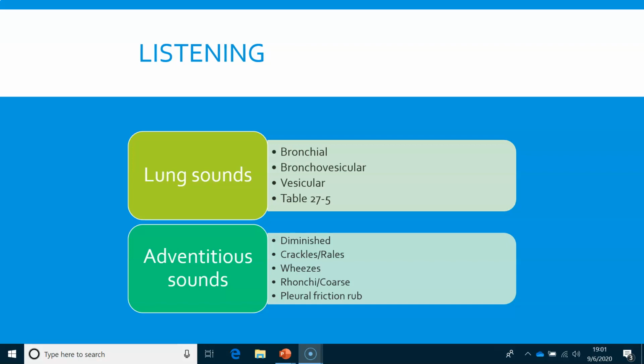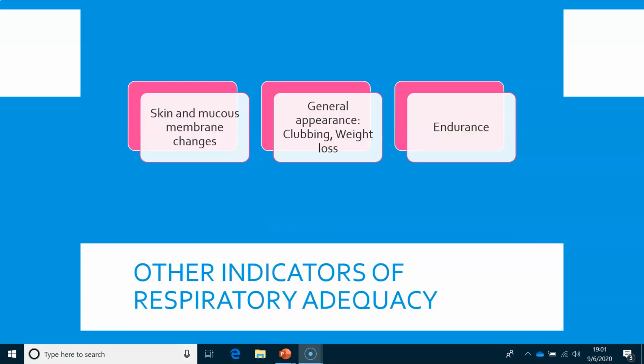When listening to lung sounds, the normal lung sounds are listed very nicely on table 27.5. The adventitious sounds that we're going to be talking about during the lectures this week are diminished, crackles and rales, wheezing, rhonchi, coarse sounding, and then there is the pleural friction rub as well.